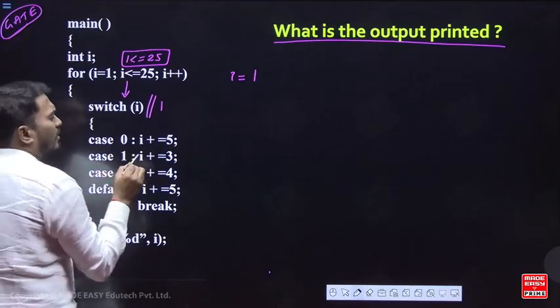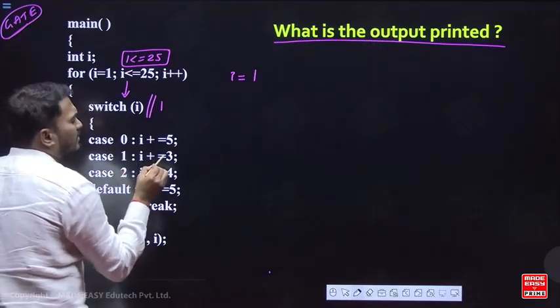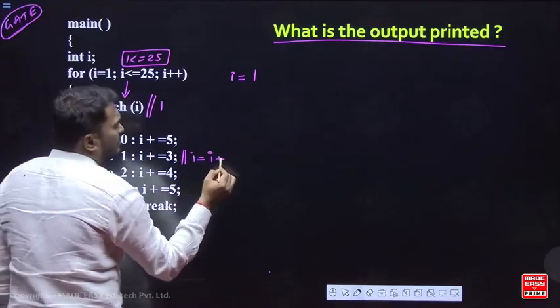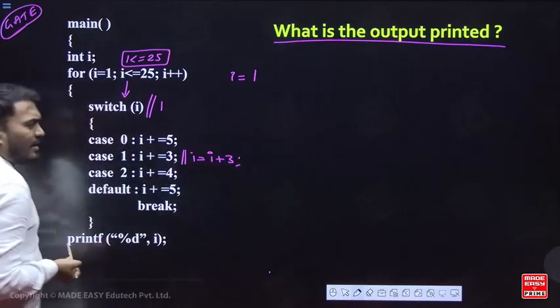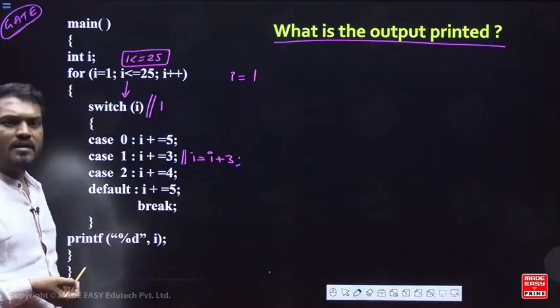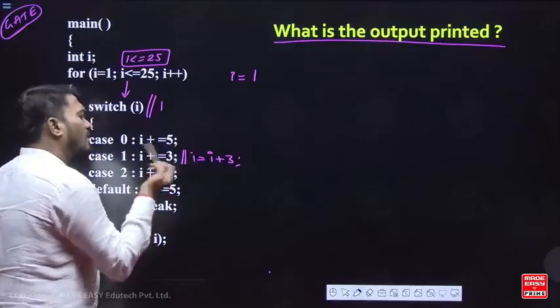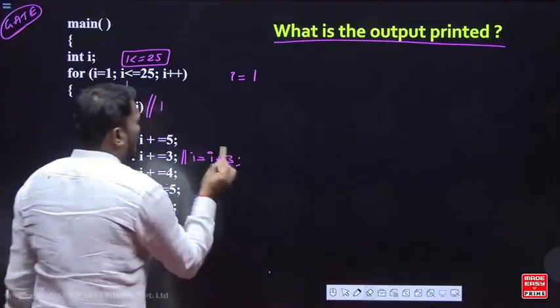Case 1 se match ho raha hai. Okay, what is the meaning of this? I plus equal to 3. As I already told in yesterday's class, it is indirectly the same as I equal to I plus 3. In yesterday's class also we have seen some pre-increment, post-increment questions. So I plus equal to 3 means I equal to I plus 3. Simple, nothing more to it.